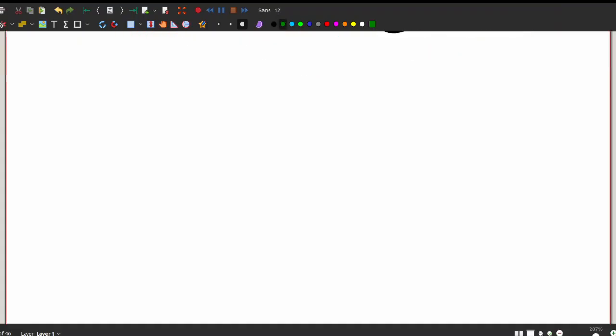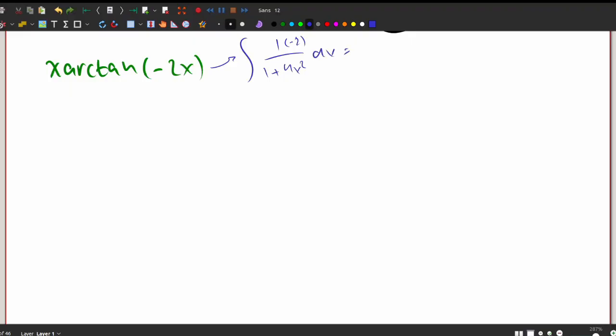Finally, let's do one more harder problem. This uses much of the same tricks, and it's x arctan of -2x. Firstly, if we were to take the derivative of arctan 2x, it would be 1 over 1 plus 4x squared times -2. So we can write that the integral of this function is equal to arctan -2x. Secondly, we can also look at this -2 and move it outside the integral.